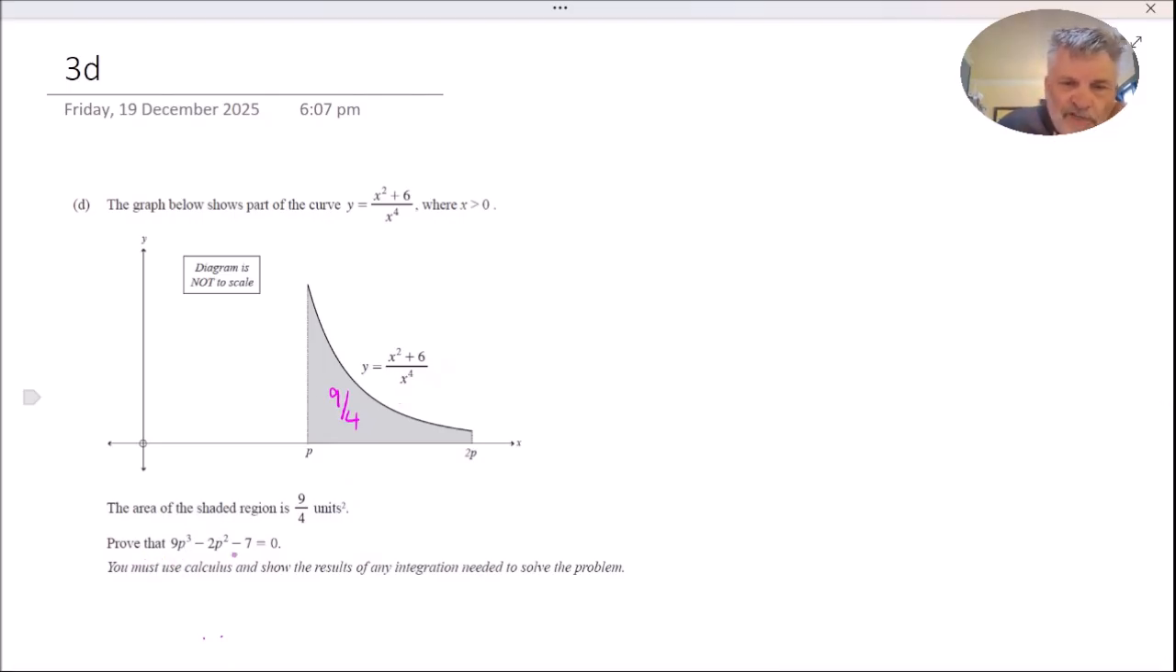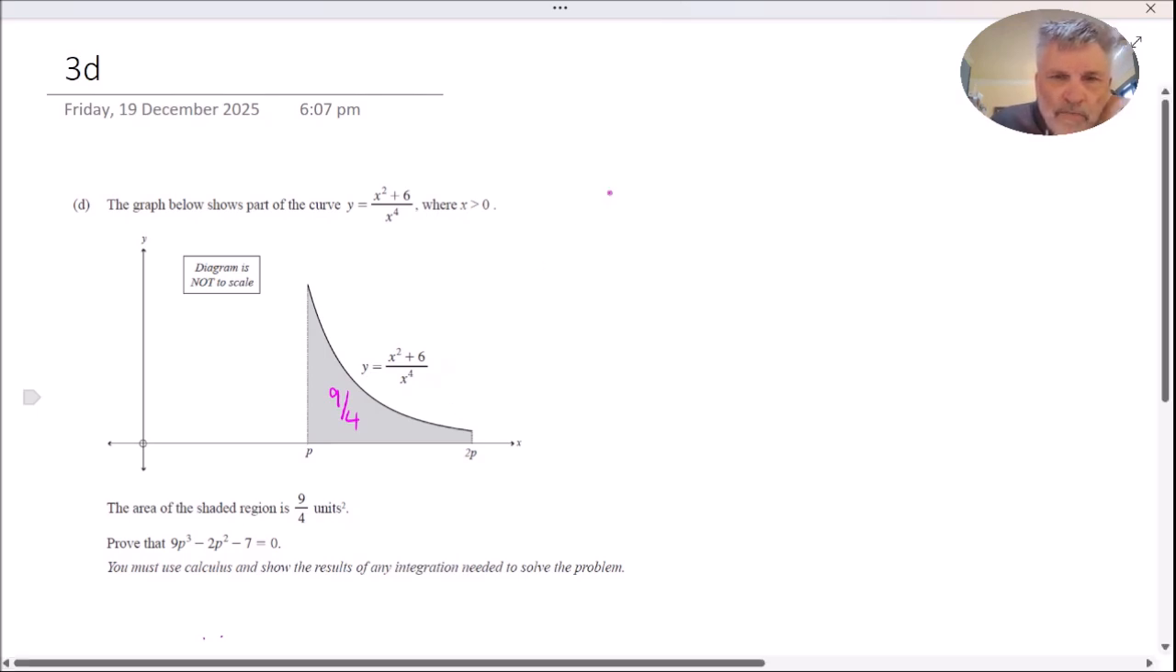And it asks us to prove something about p. So all we've got to work with is that area, which is the same as the integral from p to 2p of x squared plus 6 over x to the power of 4 dx. We're told that that's 9 over 4. So let's work with the integral and see what we get.